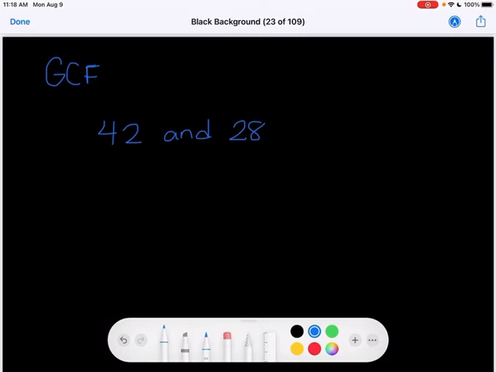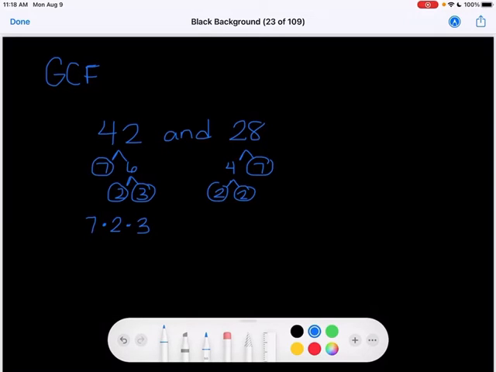If you can't just look at it, one way you can do this is to do a tree. So 42 I know is 7 times 6. 7 is prime, so I'm going to circle it. I can't take that any further. And 6 can factor into 2 times 3, and those are both prime. So the prime factorization of 42 is 7 times 2 times 3. For 28, I know that's 4 times 7. Well, 7 is prime, so I'm going to circle that, but 4 is 2 times 2. So the prime factorization for 28 is 2 times 2 times 7.